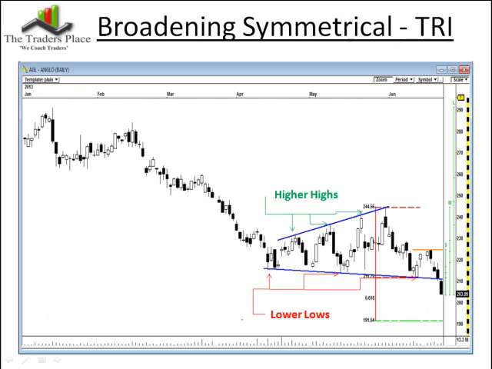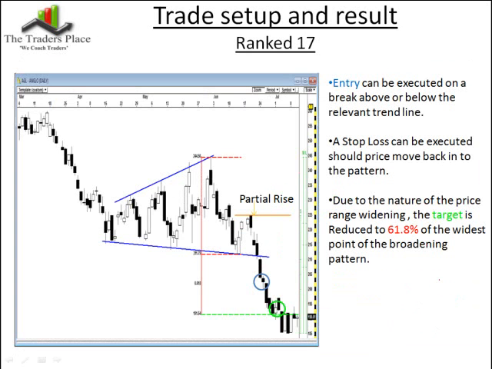Alright, broadening symmetrical triangle. We have higher highs depicted by the green triangles. We have lower lows depicted by the red arrows. Price is broadening. We can see a partial rise over here, which would only be identified once price broke the lower trend line. Entry can be executed on a break above or below the relevant trend line.